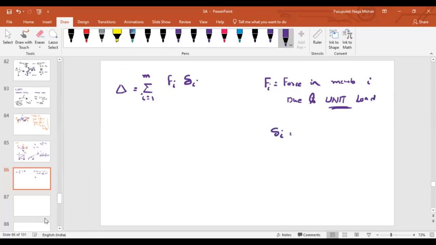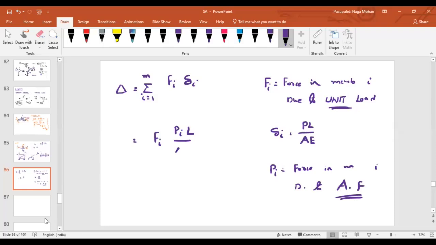I think you guys know PL by AE. If it is an axial member, what is the deflection in the member? PL by AE. So here, what is Pi? Pi is also nothing but the force in member i due to applied forces. So wherever you want to find out the deflection, it is simply summation i equal to 1 to m of capital Fi into Pi L by AE. Fi is the unit load force, and Pi is due to the applied forces.